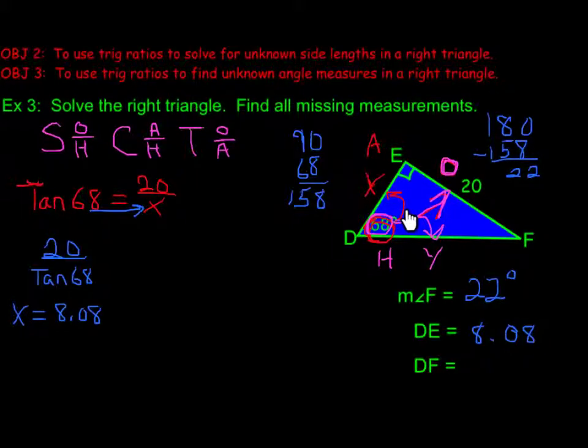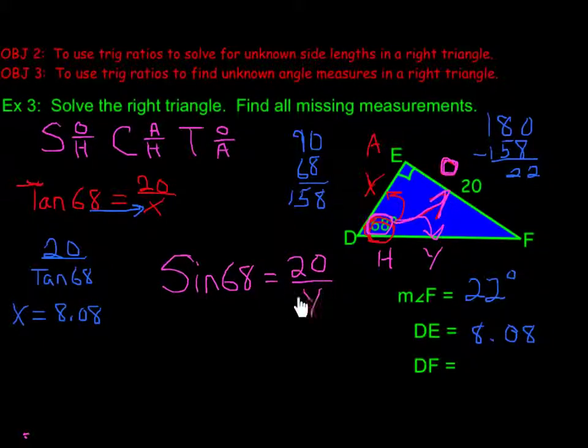And this time up here, I'm going to use sine. So if I write this one out, I'll have sine 68 equals O, which is my 20, over my Y. So I'm looking for that side. Same rule applies as before. The variable, in this case Y, is on the bottom, just like it was X over here. So we're going to do the same thing. We're just going to sort of slide that guy underneath and do 20 divided by sine 68. And we get 21.57. So Y equals 21.57. That's our DF.